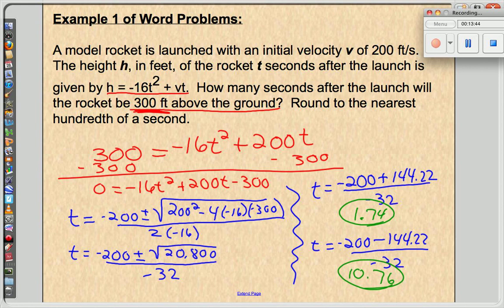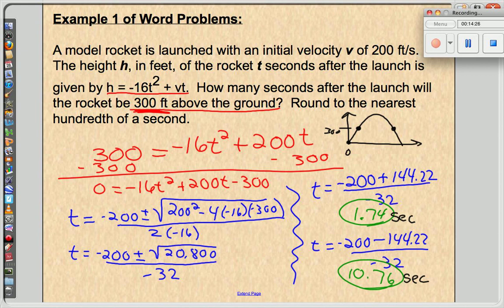I think it would. If I think about how the graph would be, so I am launching a rocket. Time is 0 when I start, right? The rocket's going to go up in the air and it's going to come back down. It's asking when is it going to be 300 feet. Well, here's my 300 feet. There are 2 times that my rocket is going to be 300 feet high. So one of those is at 1.74 seconds, and the other time is at 10.76 seconds. So it would make sense to have 2 answers in this case, and those would be my 2 answers.